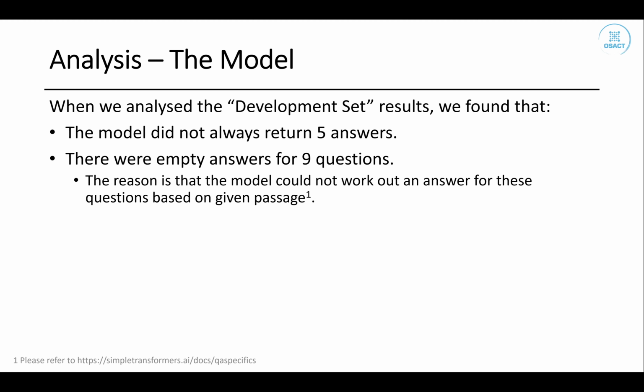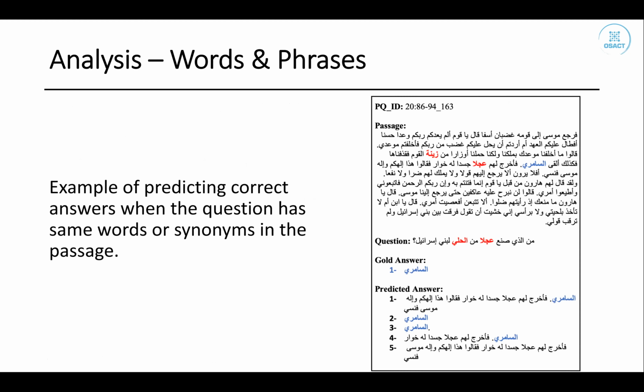Now, the reason that the model could not produce an answer for these questions is that it could not work it out for some reason. And we will see an example of that in a second. Also, part of the analysis that we have found is the words and phrases. As you can see for the question, we highlighted in red, vigilant and lead. These words and phrases were already mentioned in the passages.